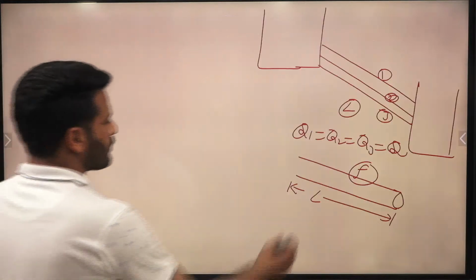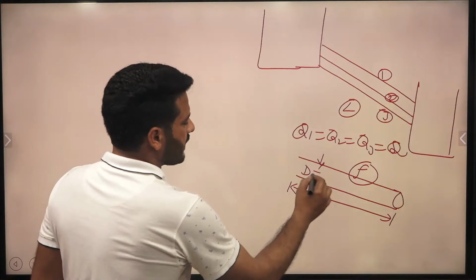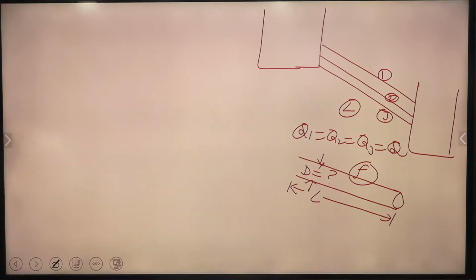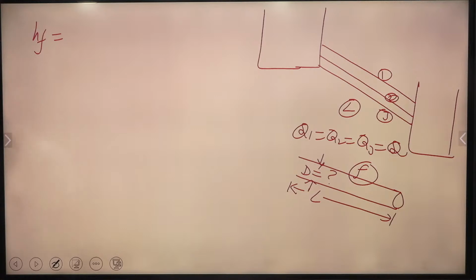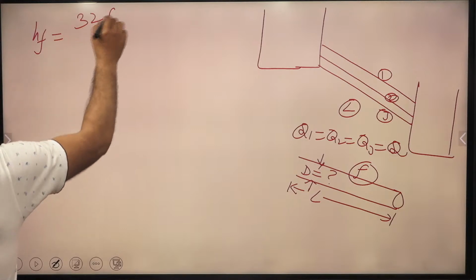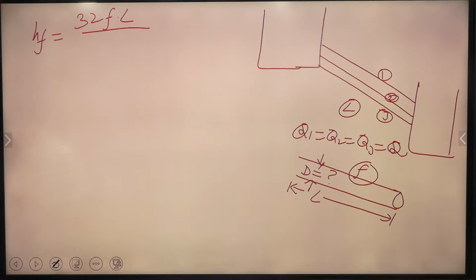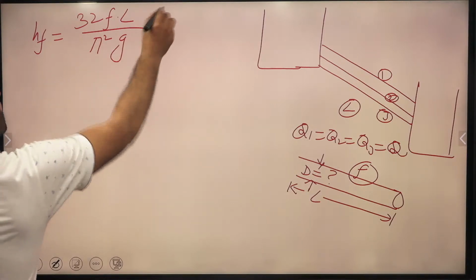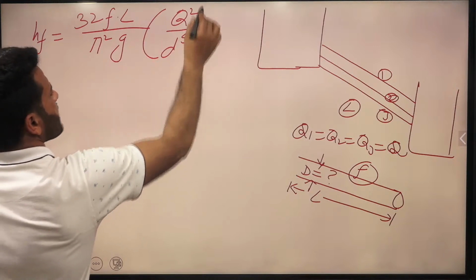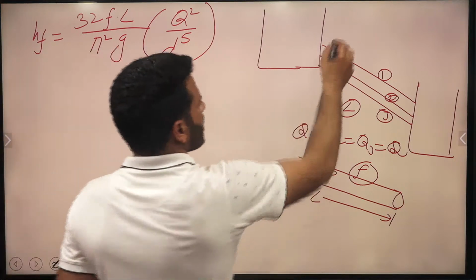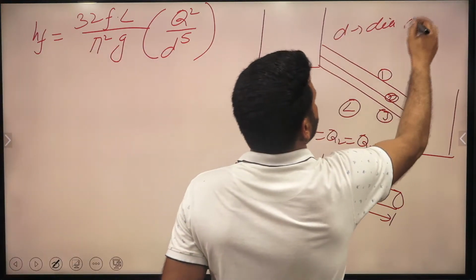He is asking basically what should be the diameter of this pipe. Let me call it capital D. What should be the diameter of this pipe? This is the question. In the previous class I already derived this relation, so right now I'm directly writing it. Head loss due to friction, HF, is equal to 32 into friction factor into length of pipe divided by pi square g into square of discharge into small d raised power 5. That is, small d is the diameter of each pipe.